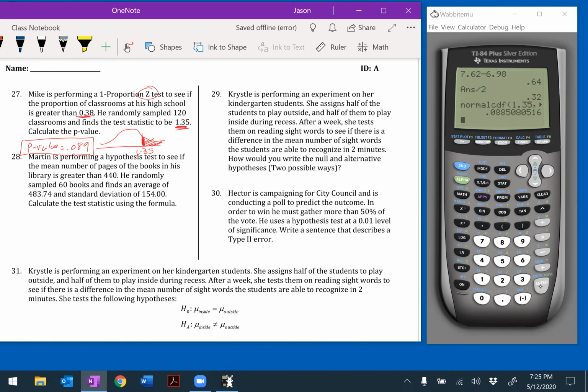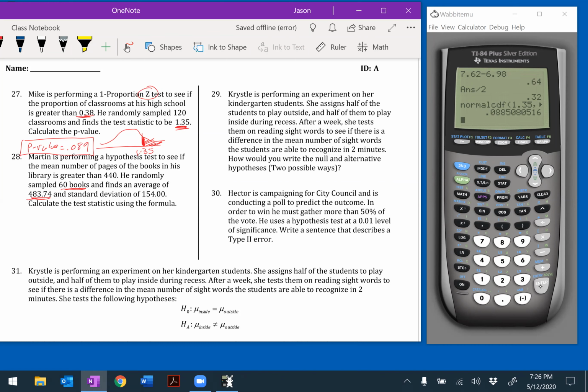Okay, Martin is performing a hypothesis test to see if the mean number of pages of the books in his library is greater than 440. He randomly sampled 60 books and finds an average of 483.74.